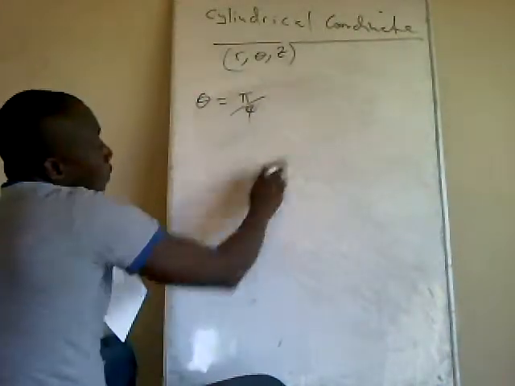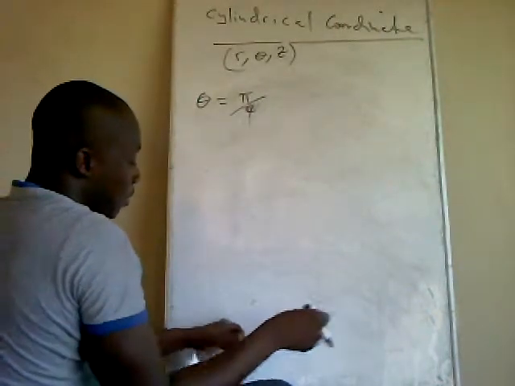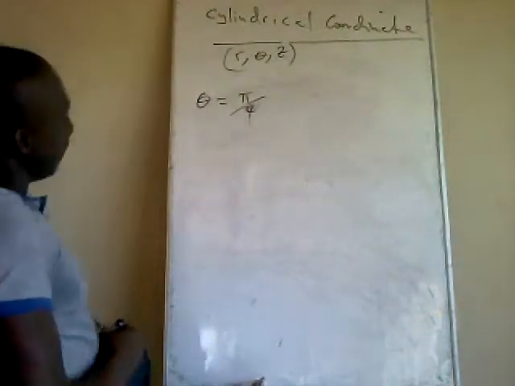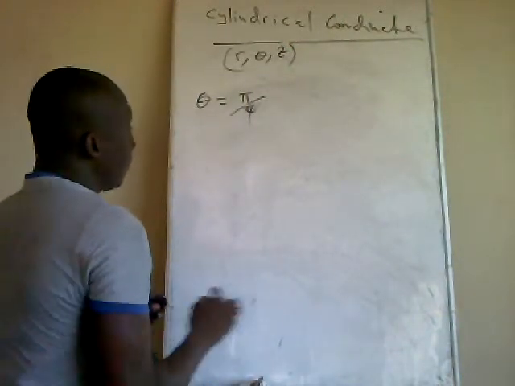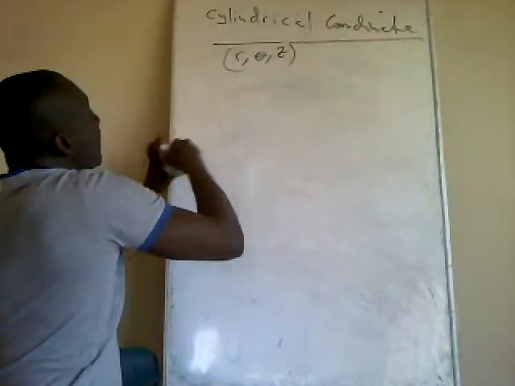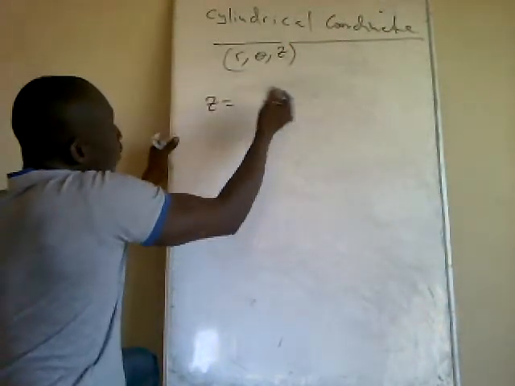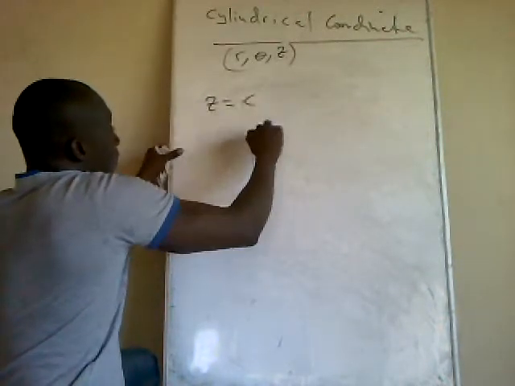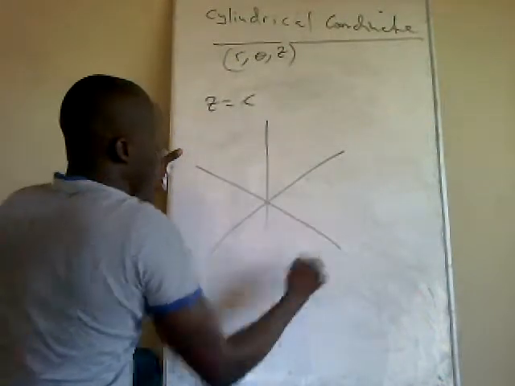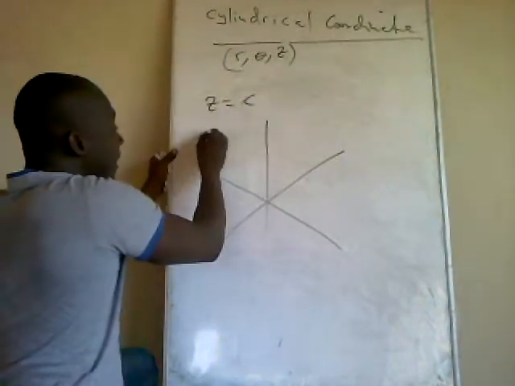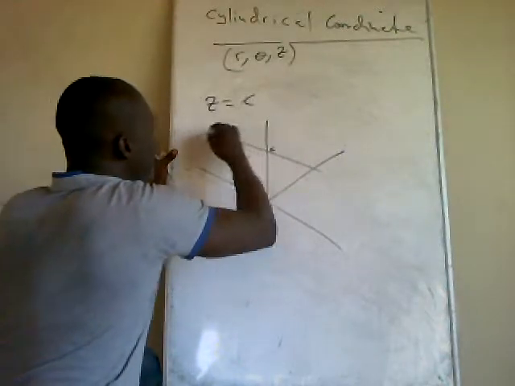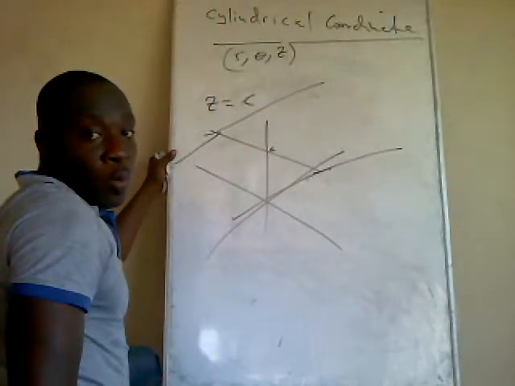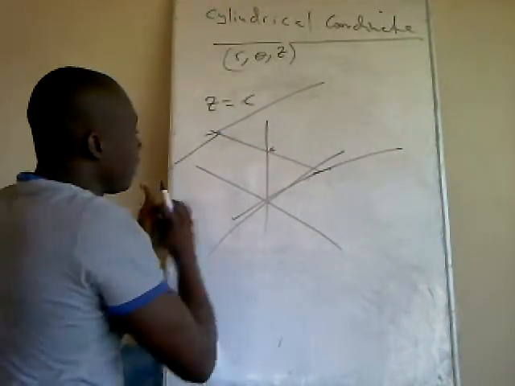Now, still, if we let z to be equal to, let's say, a constant c, then obviously it's going to be a plane like that. That will cut z at c, like what we saw in rectangular coordinates.